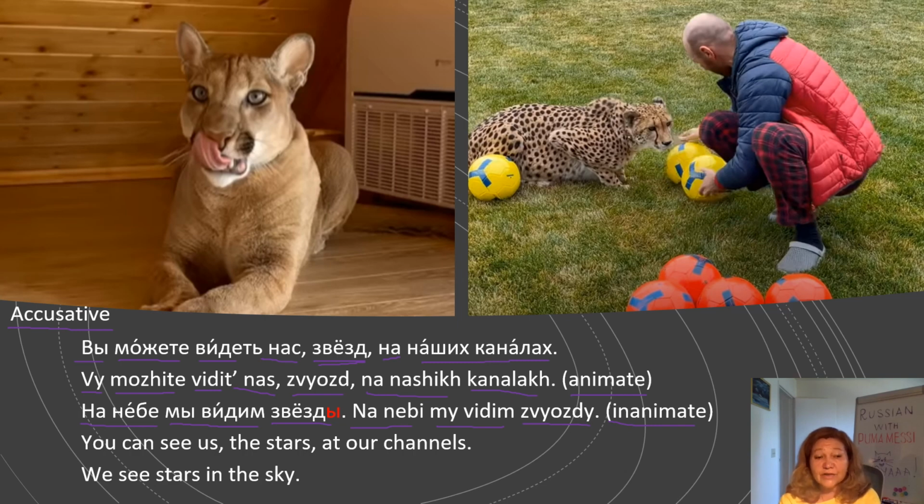And here the translation of the first sentence. Вы можете видеть нас, звезд, на наших каналах. You can see us, the stars, at our channels. And the translation of the second sentence, inanimate. We see stars in the sky.